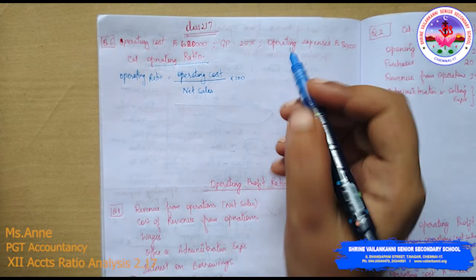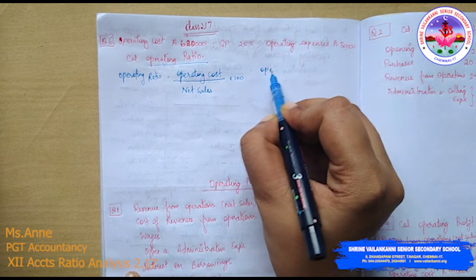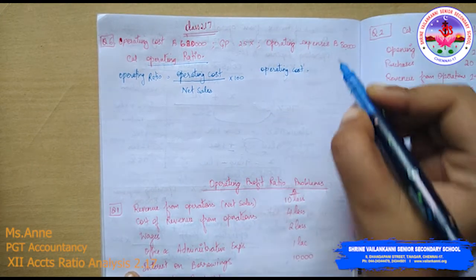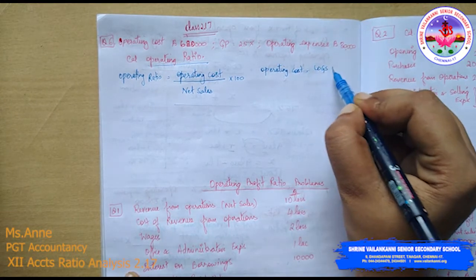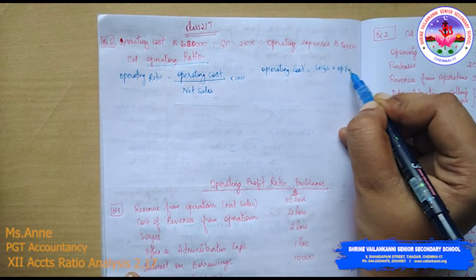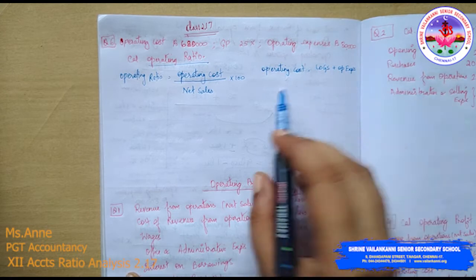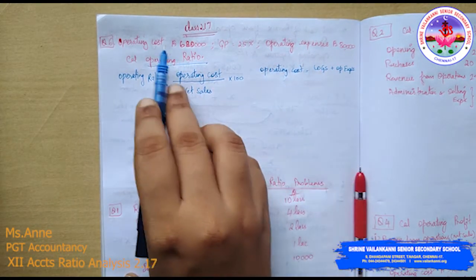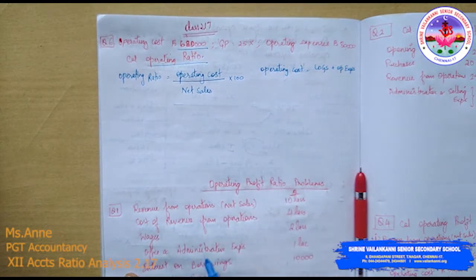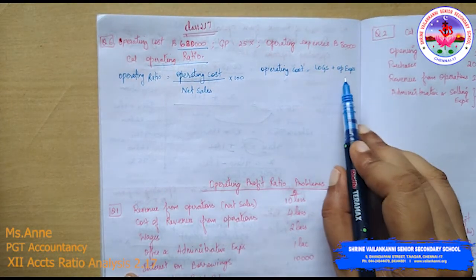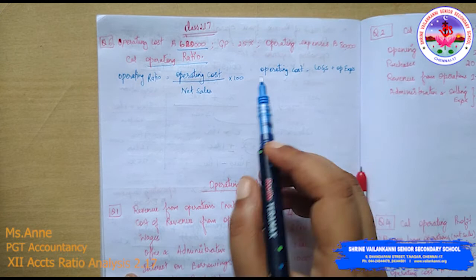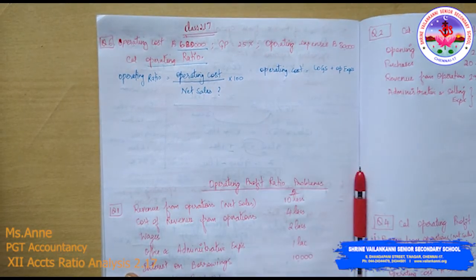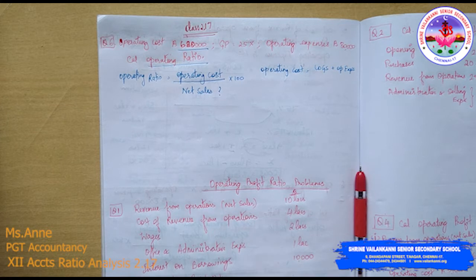So what is operating cost? Operating cost is cost of goods sold plus operating expenses. Now operating cost is directly given in the question, 6,80,000, and operating expenses is also given. But what is not given is net sales. Net sales is not given. So we need to find what is the net sales.